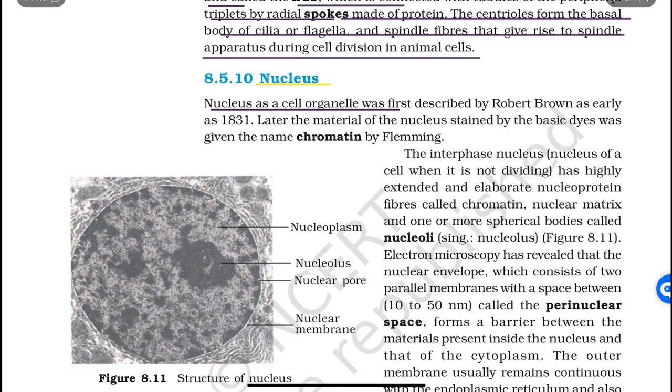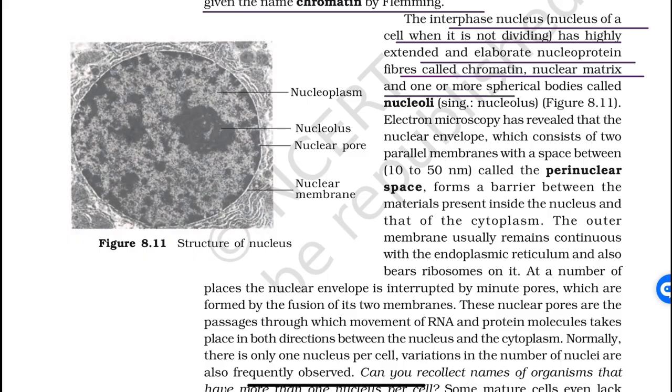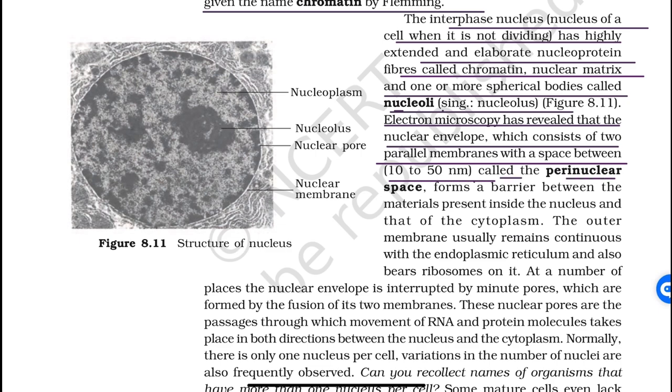Nucleus. Nucleus, as a cell organelle, was first described by Robert Brown as early as 1831. Later, the material of the nucleus stained by basic dyes was given the name chromatin by Fleming. The interphase nucleus of a cell, when it is not dividing, has highly extended and elaborate nucleoprotein fibers called chromatin, nuclear matrix and one or more spherical bodies called nucleoli. Electron microscopy has revealed that the nuclear envelope, which consists of two parallel membranes with a space between them of 10 to 15 nanometer, called the perinuclear space, forms the barrier between the material present inside the nucleus and that of the cytoplasm.